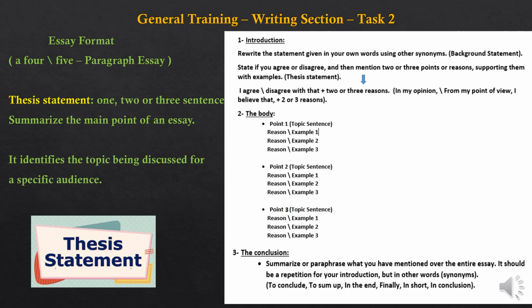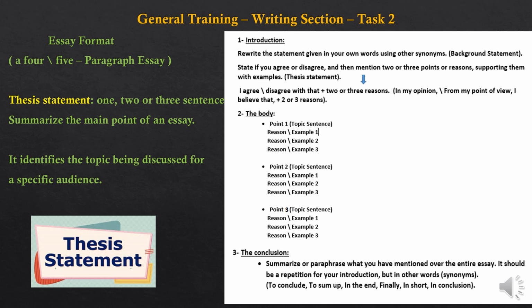Moving on to the essay format, which will be in the form of a 4 or 5 paragraph essay. And first, we need to know what we mean by a thesis statement. A thesis statement comes in the form of 1, 2, or 3 sentences, summarizing the main point or the main idea of an essay. It identifies the topic being discussed for a specific audience.